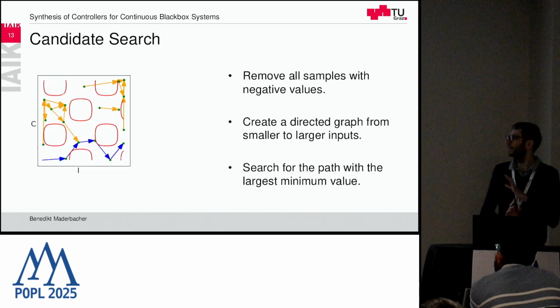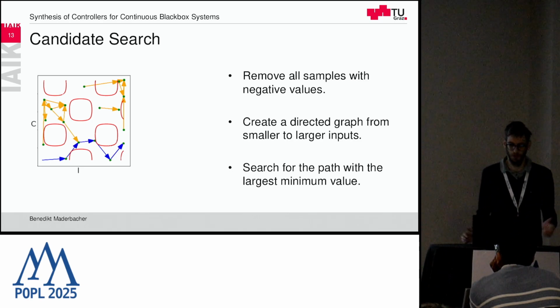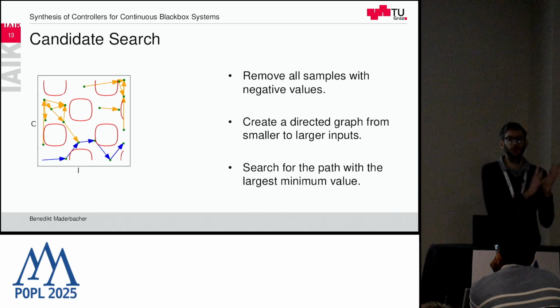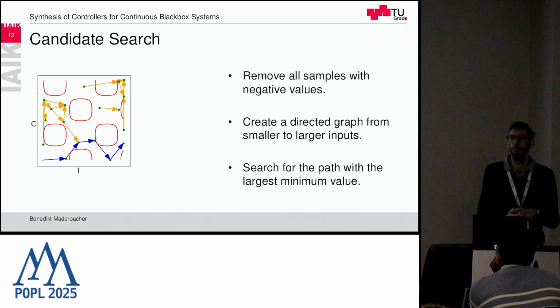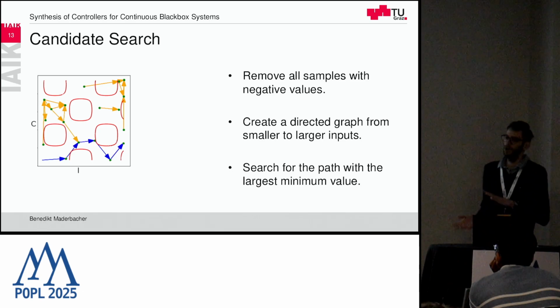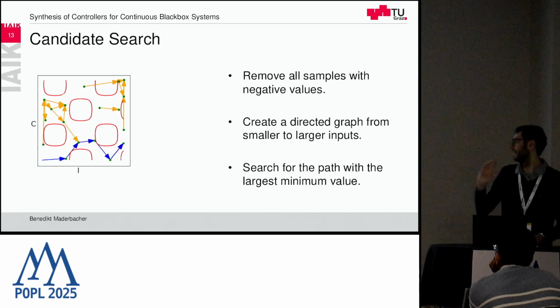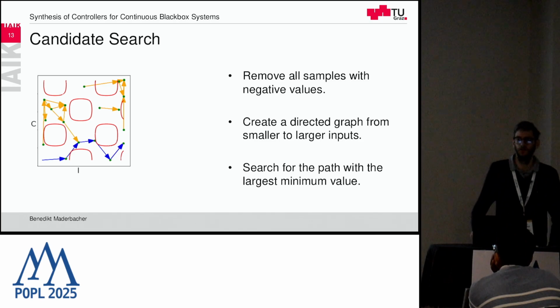So we'll first remove all the edges that pass through negative points, because they cannot be part of a function that is everywhere positive. And then, since we're looking for a function, we will also turn it into a directed graph. So we don't want to loop back and assign multiple control values to the same input. And then we use a simple graph search to find the shortest path, or the path with the largest minimum value through this reduced graph.